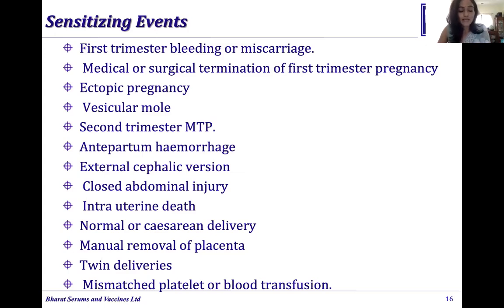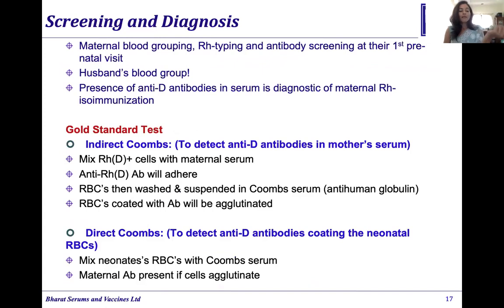MROP, manual removal of placenta, twin deliveries, slightly higher chances, mismatched platelet or blood transfusion, quite rare, but still there. So when we are looking at an Rh negative mother, we look at her blood group, Rh typing, and antibody screening at the index visit, in the first antenatal visit. And of course, look at her husband's blood group. We are still not at a point where we look at the heterozygosity or the homozygosity of the husband's blood group, Rh positive. Of course, that's when we'll be concerned. If the husband's blood group is Rh negative, that's the end of story there.